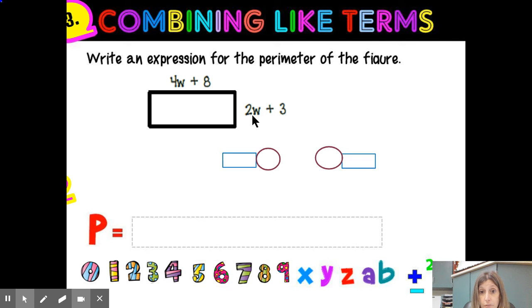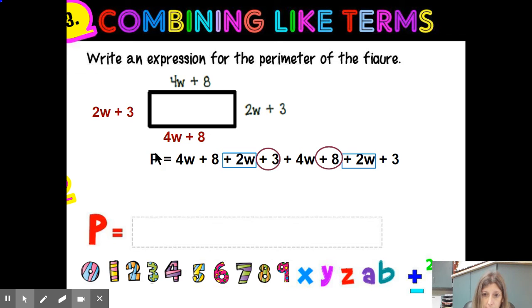So if this side is 2w plus 3, this side over here is 2w plus 3. If this is 4w plus 8, this is 4w plus 8. So I want to remember to add all of that. If I wrote it all out, I would have this long expression right here: 4w plus 8 plus 2w plus 3 plus 4w plus 8 plus 2w plus 3.